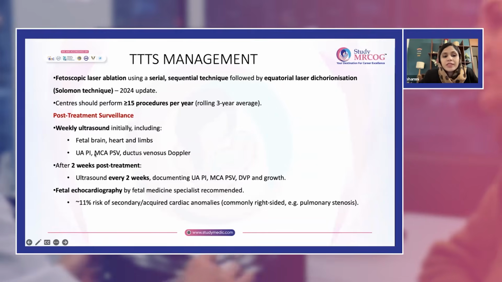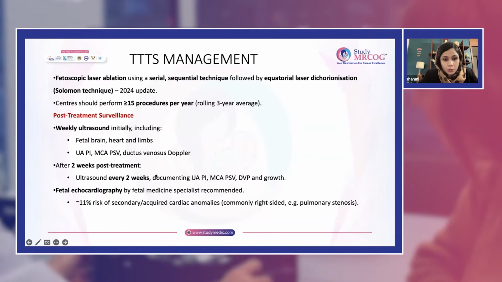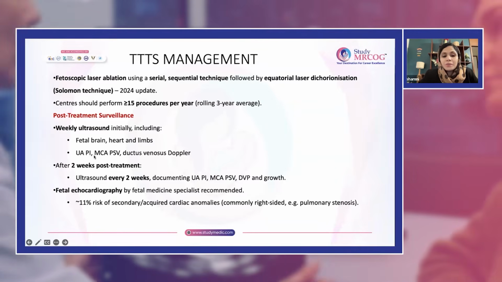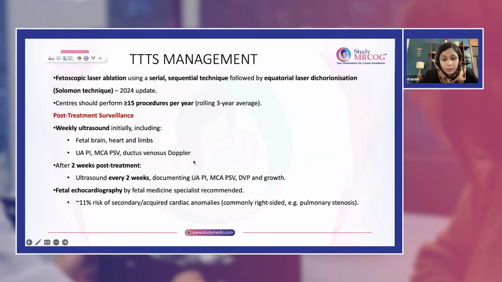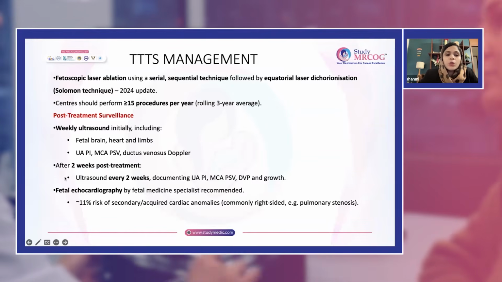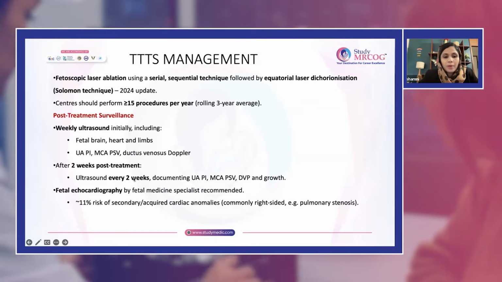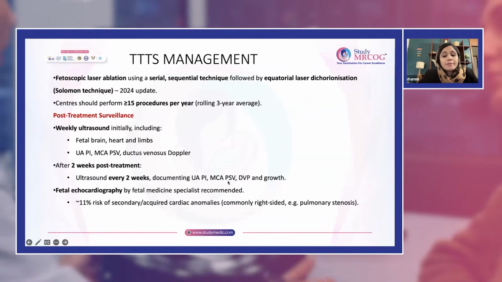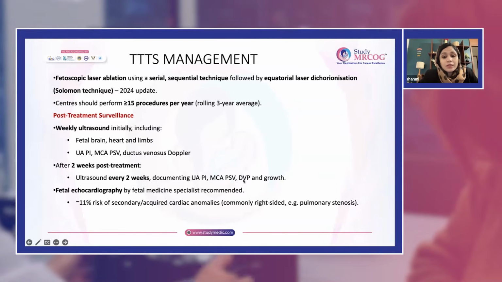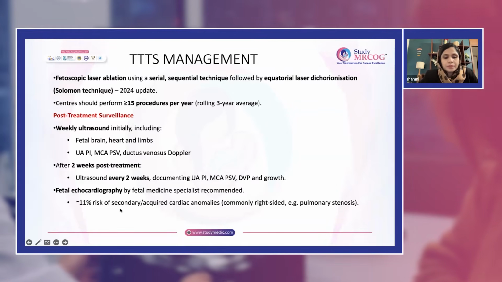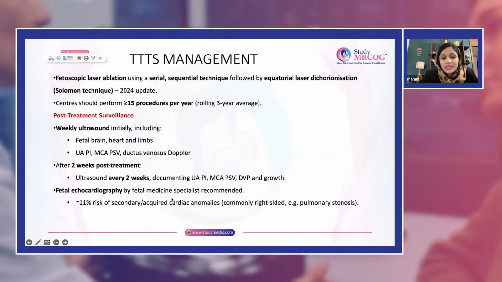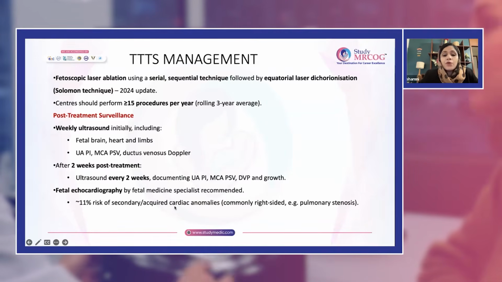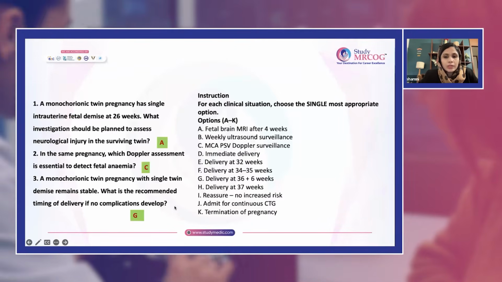And post-treatment, as I already told, weekly you have to do the scanning for the first 2 weeks. You have to look at the fetal brain, heart, limbs, umbilical artery PI, MCA PSV, and ductus venosus Doppler. If everything is good and fine, then you convert to 2-weekly follow-up. So you have to document again the umbilical artery PI, and also MCA PSV, ductus venosus, DVP, and also the growth. The fetal echocardiography, we already discussed, is done by the fetal medicine specialist because there is an 11% risk of cardiac anomalies like pulmonary stenosis.